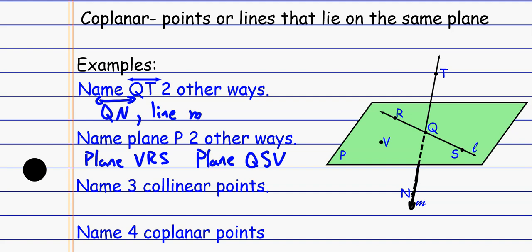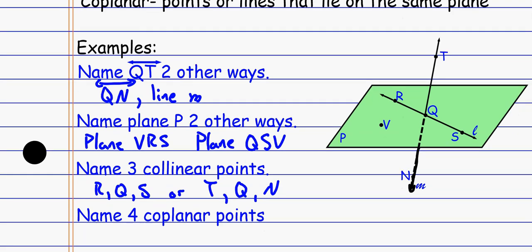Next one, name 3 collinear points. So 3 collinear points, we were just talking about 3 of them. R, Q, and S are all collinear. They all fall on the same line. Or we could also do T, Q, and N. Okay, those would also be collinear. They're all on the same line. I couldn't do N, Q, and S. There's no line that would go through all 3 of those. Okay?